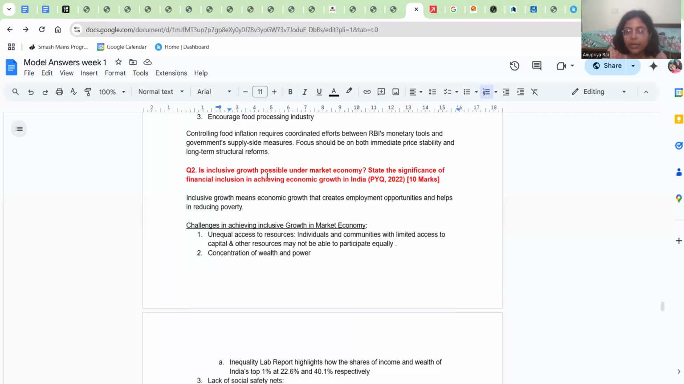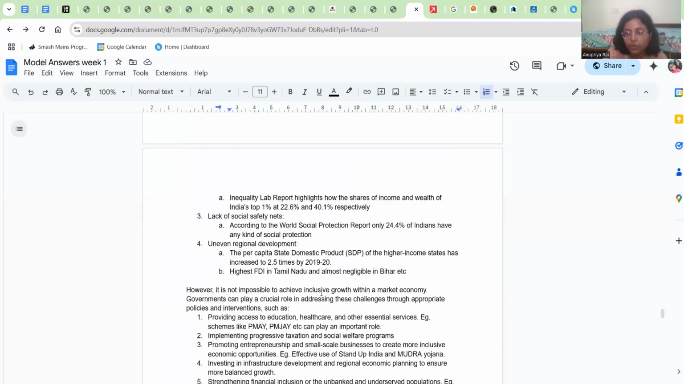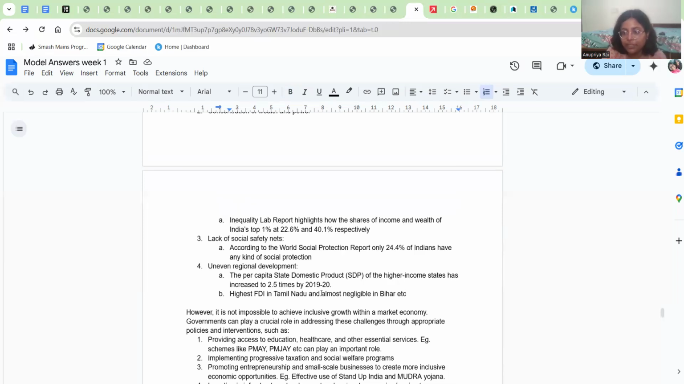See, because the first part is inclusive growth possible under market economy? So the question is hinting towards how inclusive growth seems that it is not possible under market economy. So you have to first address why it seems difficult to achieve inclusive growth in a market economy. So you can write by challenges, and then you will write key. However, this is not the only case. Government can still try for inclusive growth through government intervention, not purely market driven, right? Because Indian economy is a case of mixed economy.